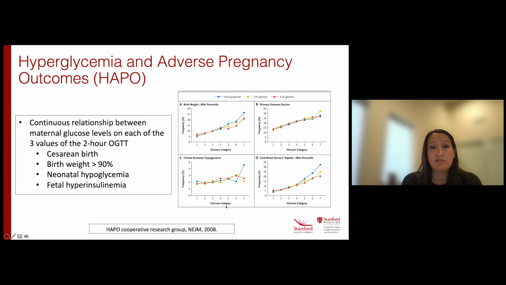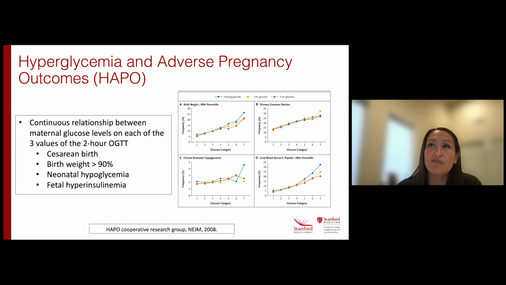And then this was another landmark study called the Hyperglycemia and Adverse Pregnancy Outcomes Study, also known as the HAPO trial. In this trial, patients were given a 2-hour oral glucose tolerance test, which is a fasting test. You're given a 75-gram glucose load. With this study, they followed 25,000 patients, and they tried to see if there was a certain cut point where they could say that the risk of certain outcomes that they were looking at was increased.